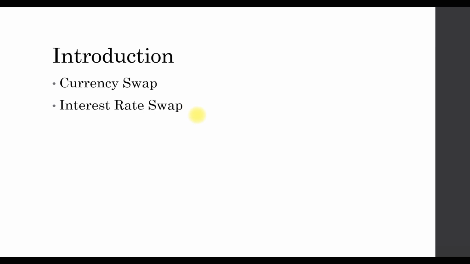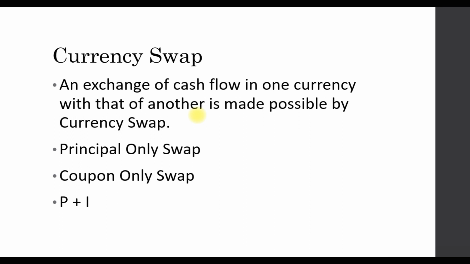So first, currency swap. Currency swap is an exchange of cash flow in one currency with that of another. There are three different types of currency swap: principal only swap, coupon only swap, and principal plus interest or P plus I.